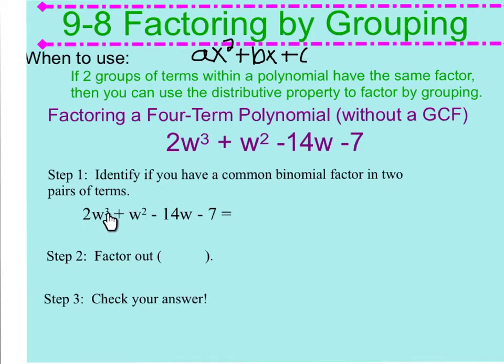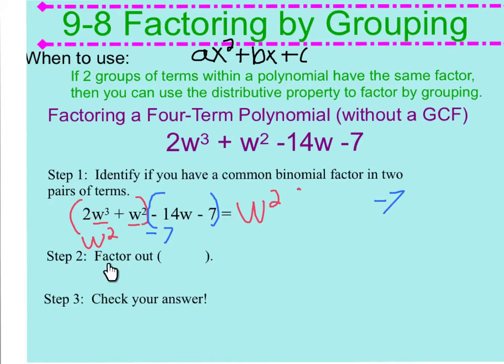First, I have to identify a common factor between these two terms. And I know that a common factor between these two terms will be w squared. Now, the other factor I have to identify is here. What's the common factor between these two terms? The common factor between these two terms would be a negative 7. So I can write that negative 7 here.